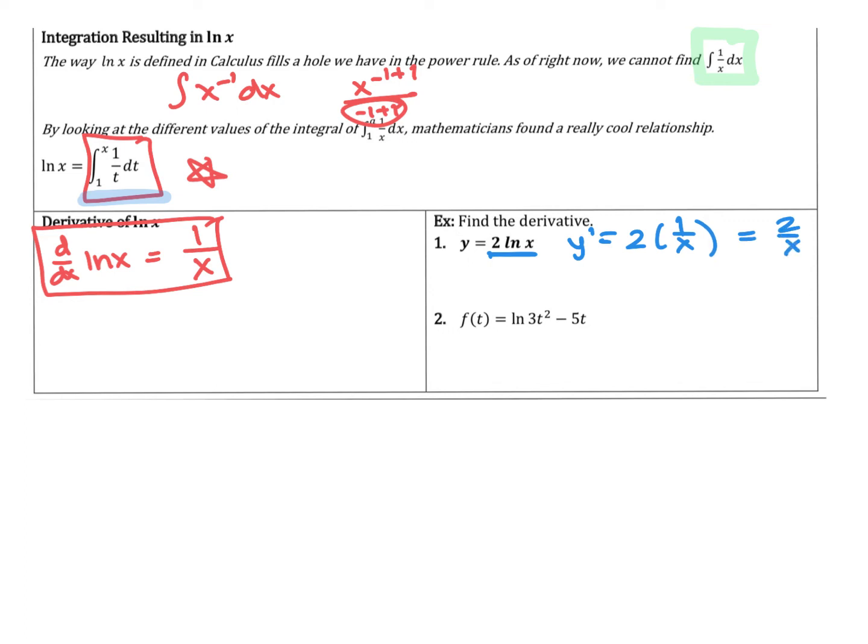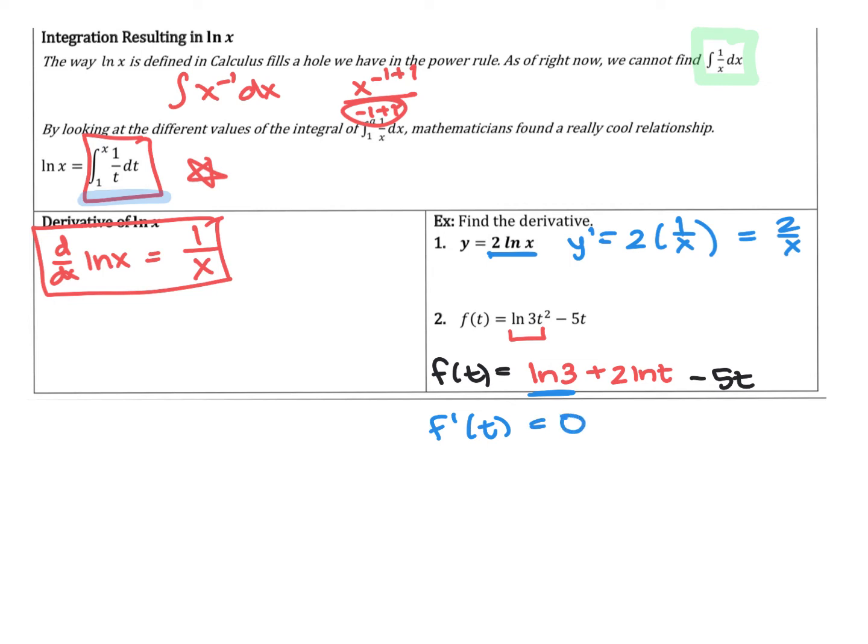Now, if you look at this next example, don't be fooled too much. You can use what we just reviewed about properties of logs to expand this out. So I'm not taking the derivative yet. I'm just going to rewrite this function. This is the same thing as natural log of 3 plus 2 times natural log of t minus 5t. So now if we take the derivative, f prime of t, this is a constant, so the derivative of that is just going to be 0.